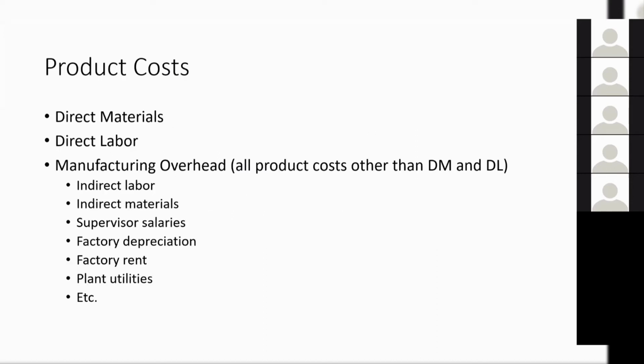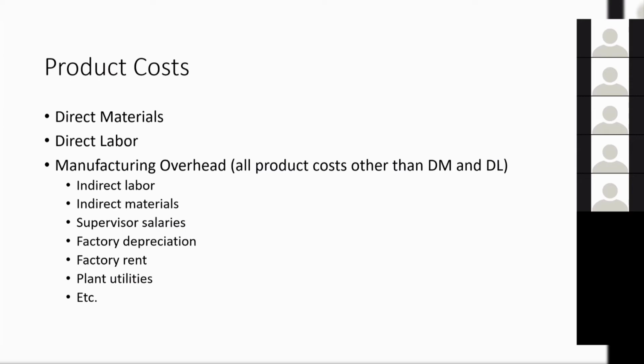There are 3 product costs, and I'm going to hammer on this a lot. Okay, I'm going to say, what are the 3 product costs? And I'm not going to make you do it because it's virtual, but normally in a face-to-face classroom, I make you shout out direct materials, direct labor, manufacturing overhead. So basically, there are 3 product costs: direct materials, direct labor, and manufacturing overhead.